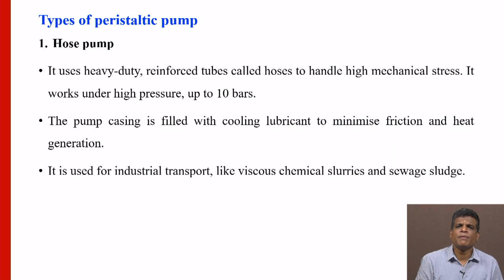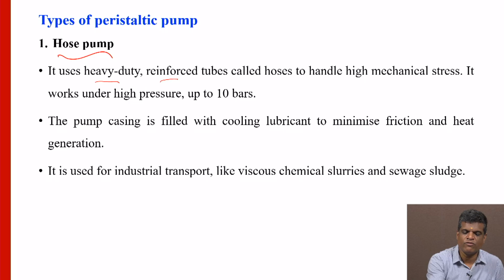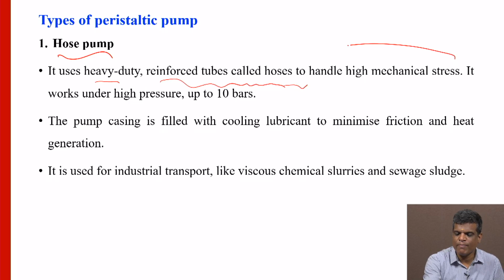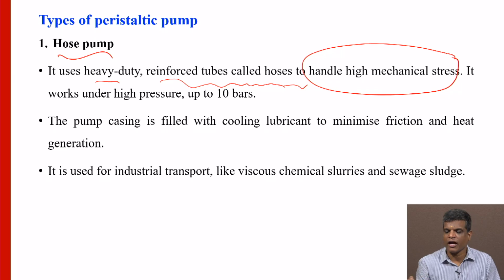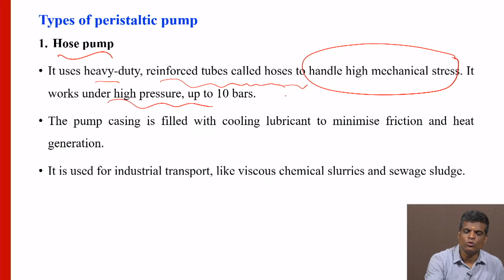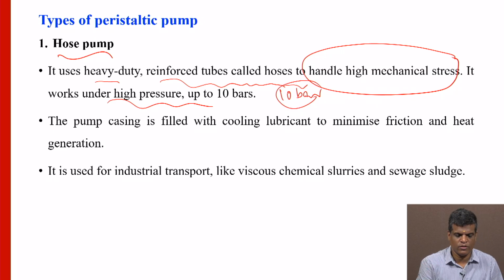Next, what are the types of peristaltic pump? First is the hose pump. It is used for heavy duty. Normally we use the hose pump for heavy duty. It has reinforced tubes called hoses to handle high mechanical stress. It works under high pressure, up to 10 bars. So for high pressure, we can always use it up to 10 bars.